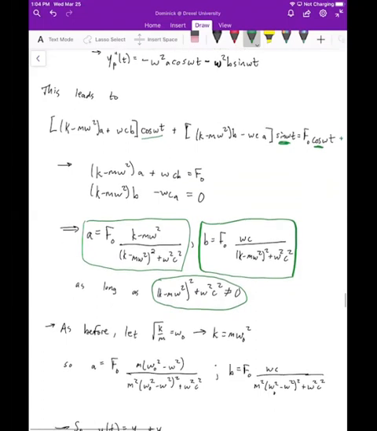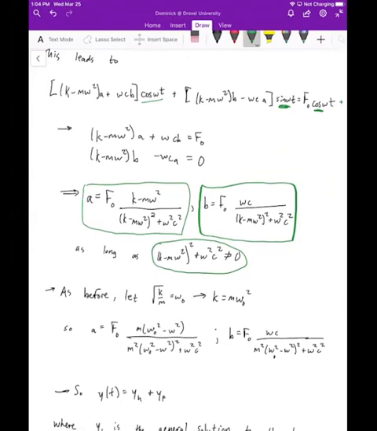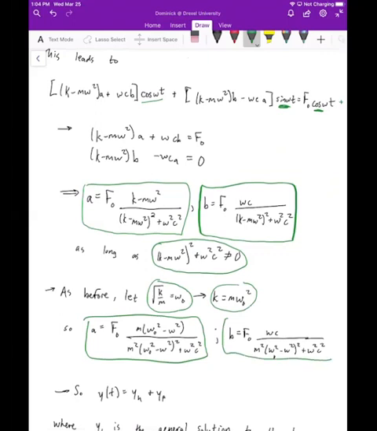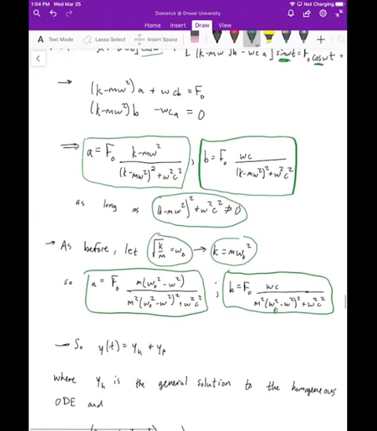Okay, so as we did in the unforced mass spring system, we're going to let the square root of K over M be omega 0, so that way we can say that K is M omega 0 squared. And now we have these new formulas for A and B, which is what we're going to stick with here. Okay, and this should be omega 0 here. That's maybe not the clearest.